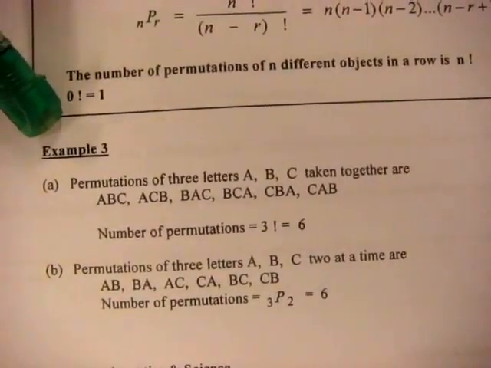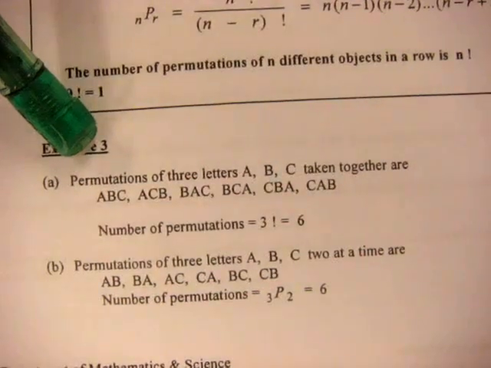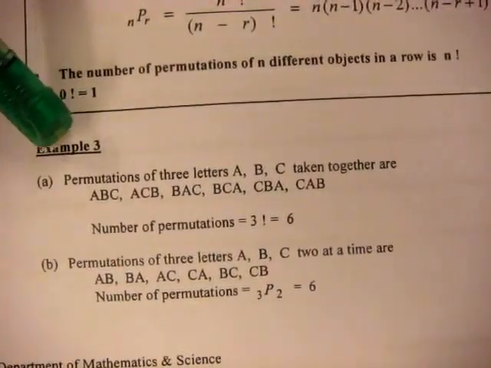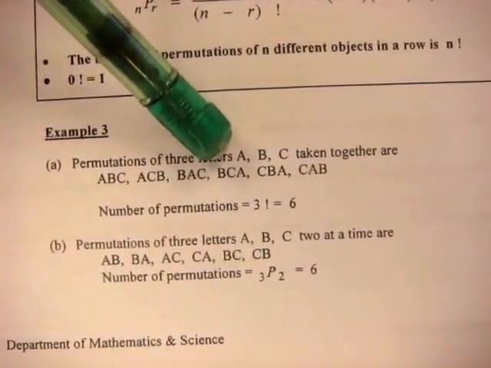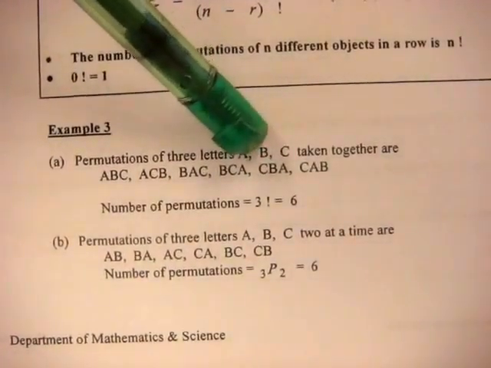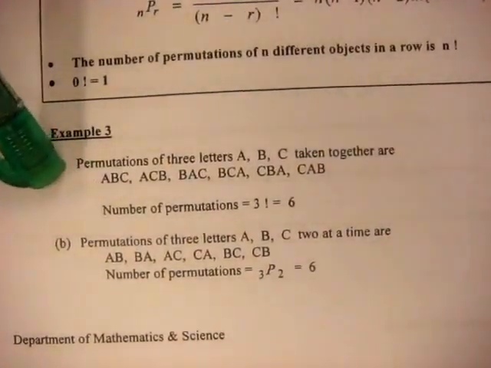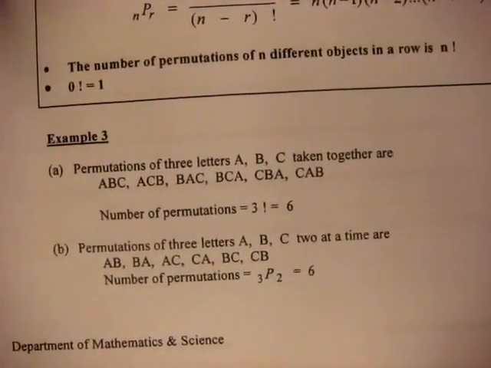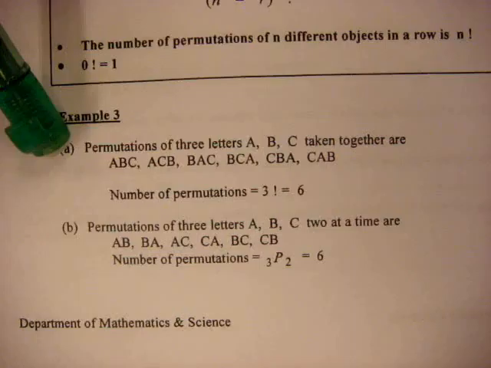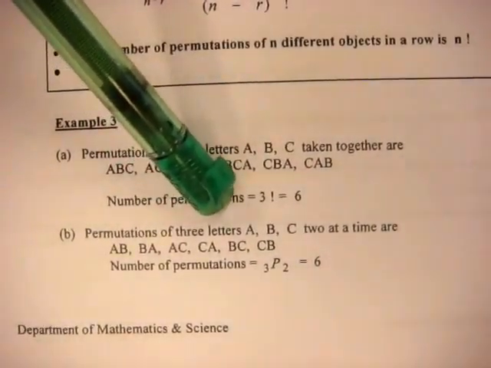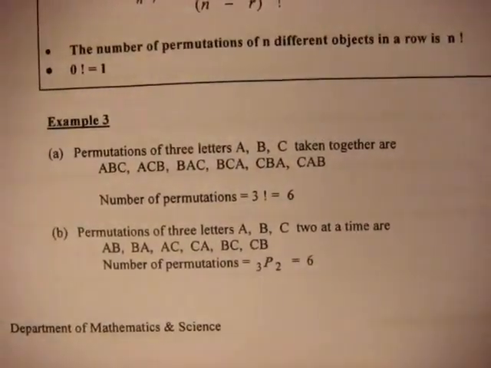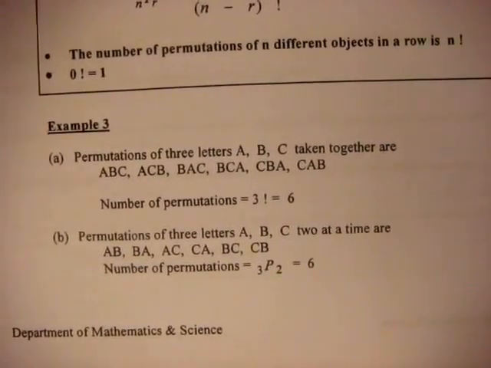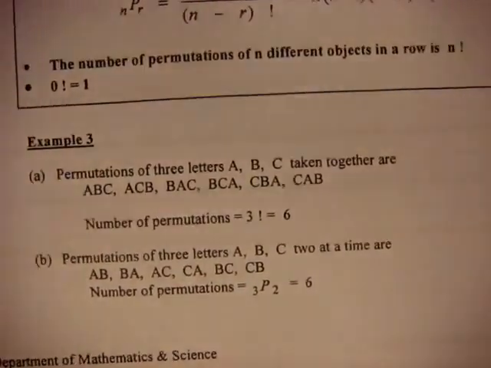The question is, permutations of the 3 letters ABC taken together are: ABC, ACB, BAC, BCA, CBA, and CAB. So the number of permutations is 3 factorial, which is equal to 6. And permutations of the 3 letters ABC, 2 at a time, are shown below. The number of permutations is equal to 3P2, which is equal to 6.